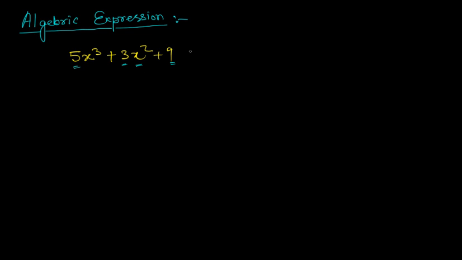Now, how many terms does this algebraic expression have? The terms of an algebraic expression will always be separated either by addition or by subtraction. So we just need to find out how many addition or subtraction signs we have between the terms. Okay, so how many terms do we have right now?